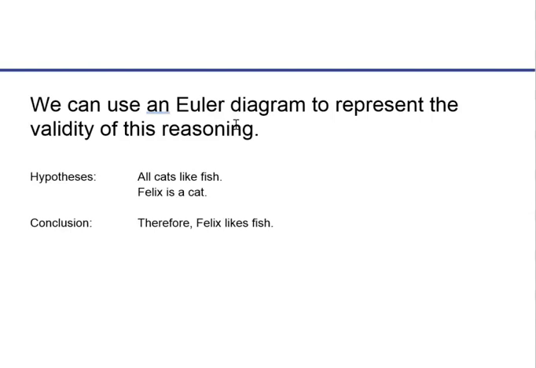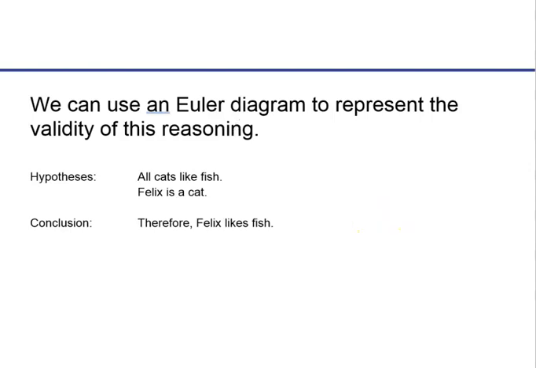So what is an Euler diagram? It's lots of circles, y'all. All right, so what you do is you draw circles to represent each hypothesis. Sometimes it's just a dot. Hang with me, okay? All cats like fish. So what you do is you draw a circle.